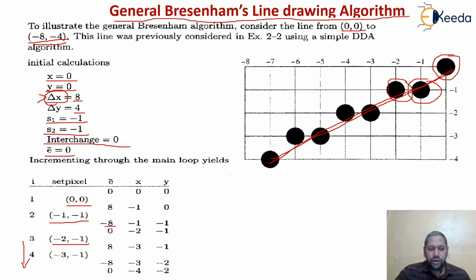I hope you understood the basic idea behind Bresenham's algorithm and the general algorithm. Why is it general? Because we have to draw the line in all quadrants. In any quadrant it is possible to draw the line, so that's why it is the generalized Bresenham's line drawing algorithm.